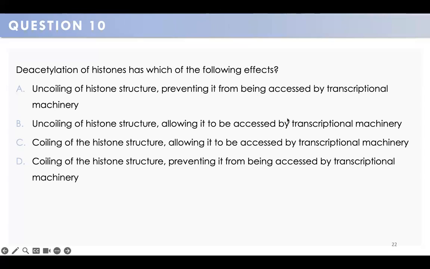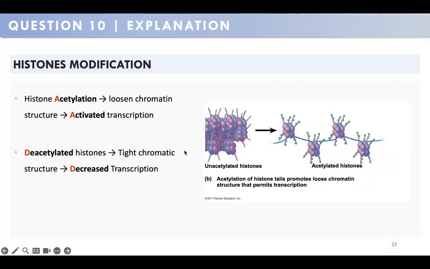D. That's correct. The answer is D. Coiling of the histone structure, preventing it from being accessed by the transcription machinery. So this is really important to know that histone acetylation loosens the chromatin structure. So as you can see, the acetylated histones lose the chromatin structure. So this is going to cause an activated transcription.